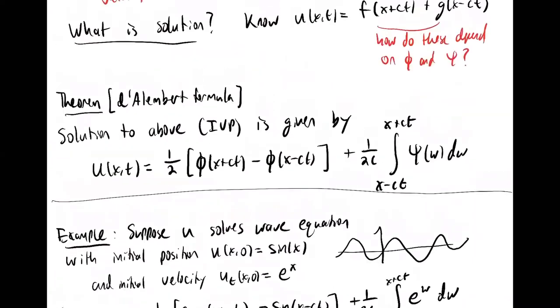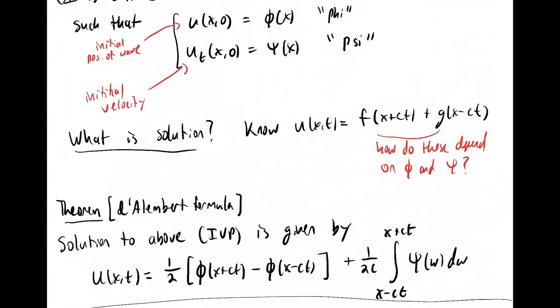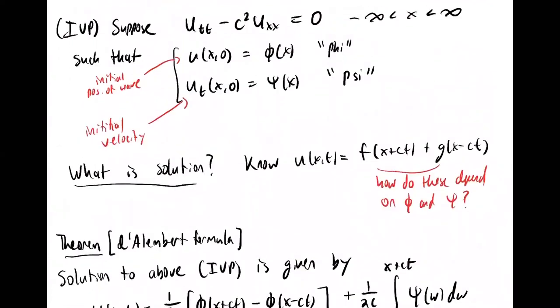So how does this actually work? Well, we're going to use the previous theorem. We know that u is some function f of x plus ct plus some other function g of x minus ct. And we also know certain pieces of information about what happens when I set t equals 0, with respect to both the function u and its derivative. By combining these pieces of information together, we'll be able to arrive at the formula.